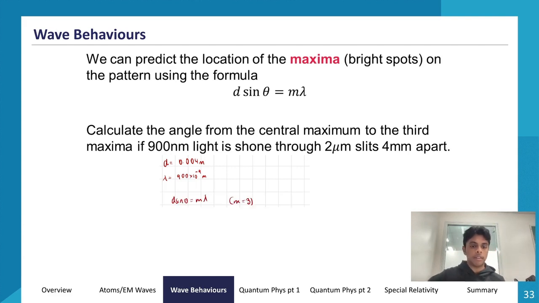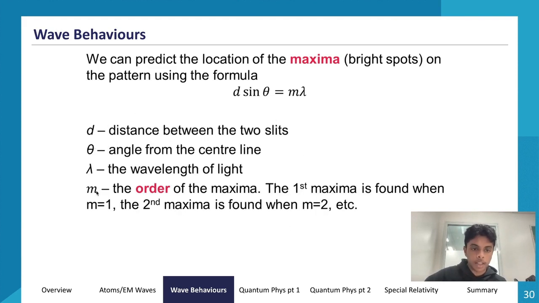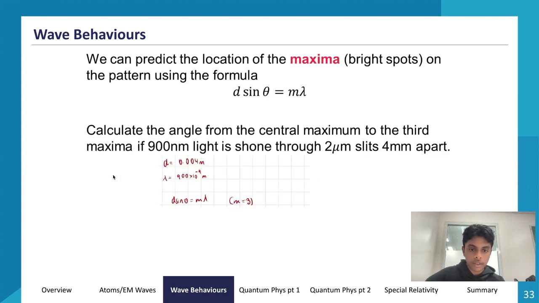What we do is we have d sine theta equals m lambda. m is equal to 3 because we're trying to find the angle between the central maximum and the third maxima. So we look back again. Third maxima is when m equals 3. So d sine theta equals m lambda. So now we rearrange it, right? So sine theta is equal to m lambda on d. Theta is equal to sine inverse of m lambda on d.